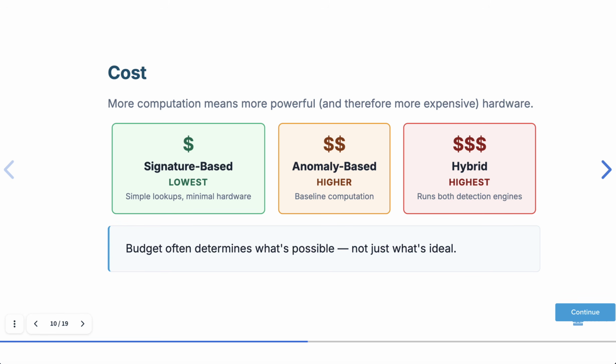For many organizations, budget is the primary constraint on security investments. The limit is not what method is technically best, but what's affordable. This is especially true for small businesses, schools, and local governments with limited IT budgets. A small organization may only have budget for signature-based, even if anomaly-based would catch more threats.